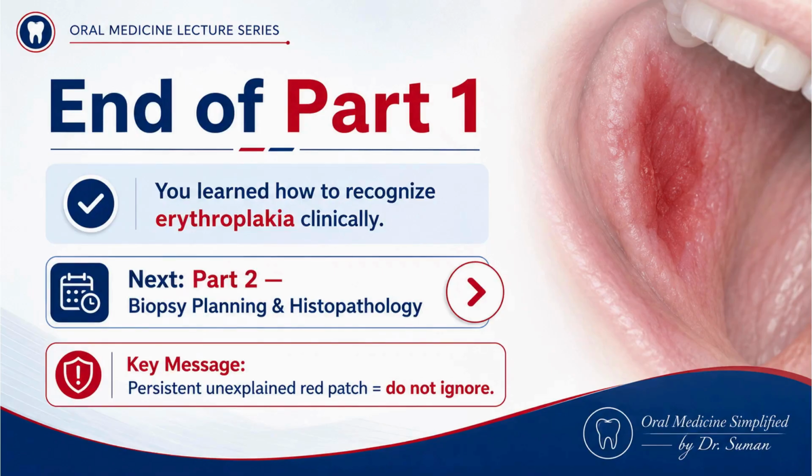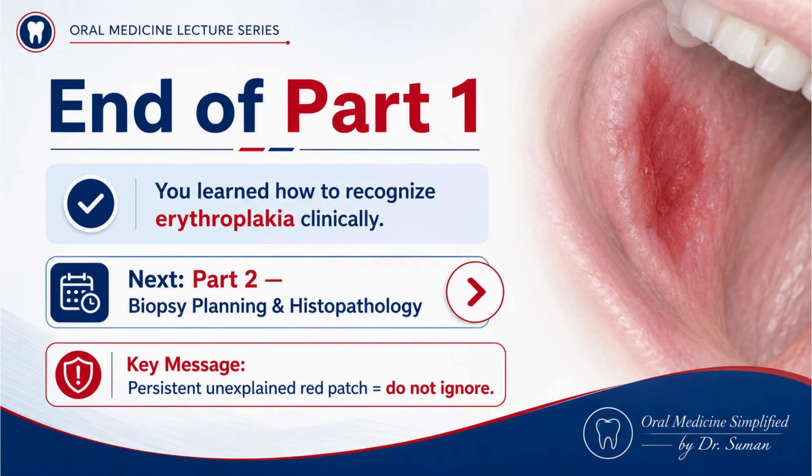This brings us to the end of part 1 of the Erythroplakia series. In this lecture, we learned how to recognize erythroplakia clinically, why persistent red lesions matter, which risk factors are important, where high-risk sites are located, why symptoms may be absent, how to examine the lesion, and how to differentiate it from common mimics.